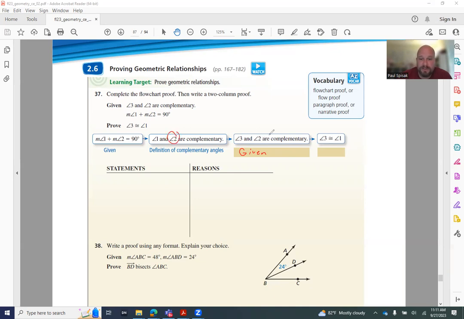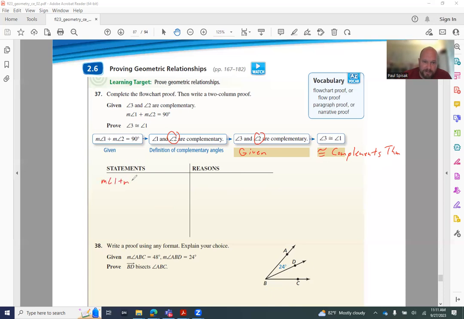So since we have angle 2 in both of these, that means that angle 1 and angle 3, since they're complementary to the same angle, they're then congruent to each other, and that's called the congruent complements theorem. So I'm just going to use my congruent symbol. Congruent complements theorem. And that's it. That's the whole proof. So now all we need to do is write it in a 2 column, which is the same thing that we just did. So just repeat.